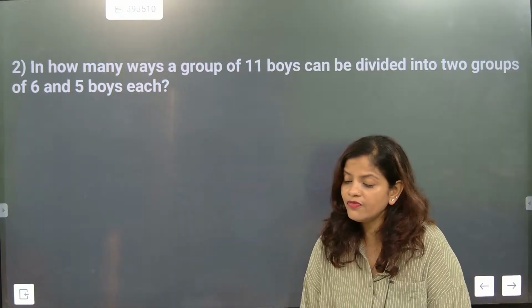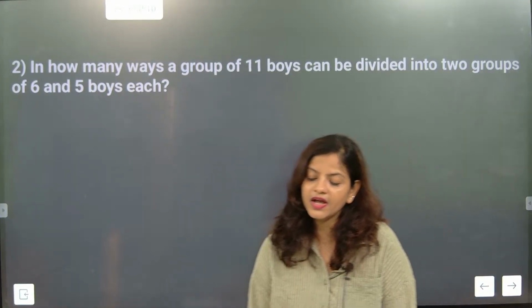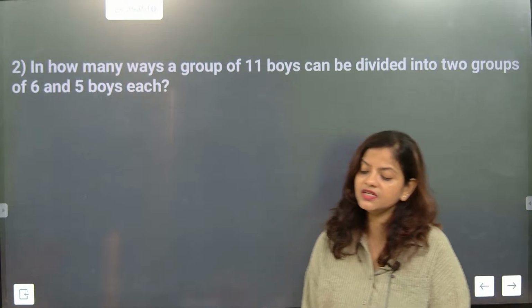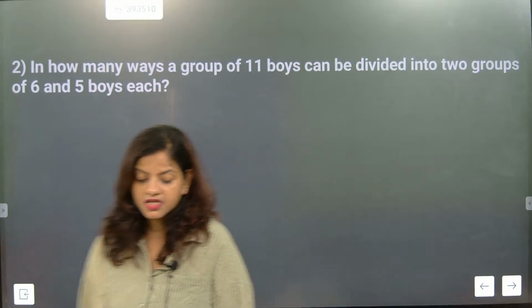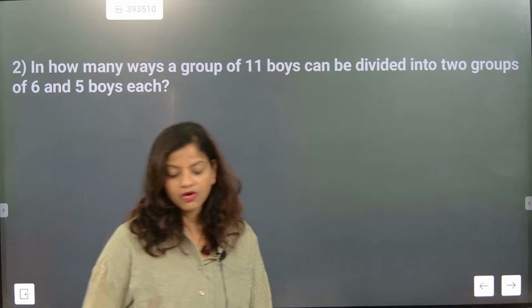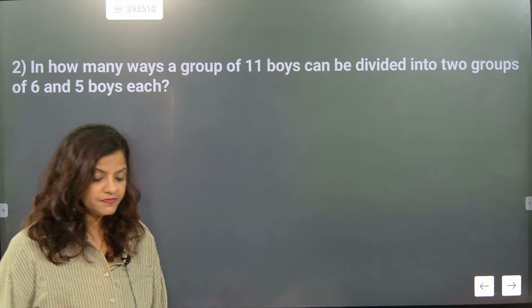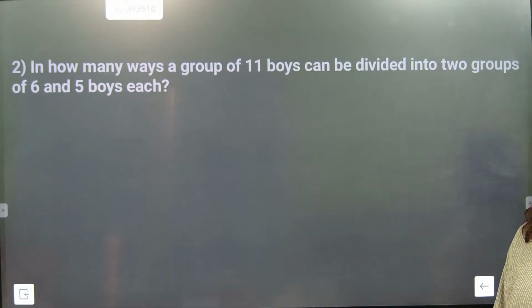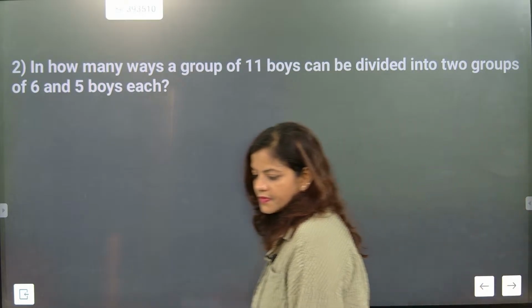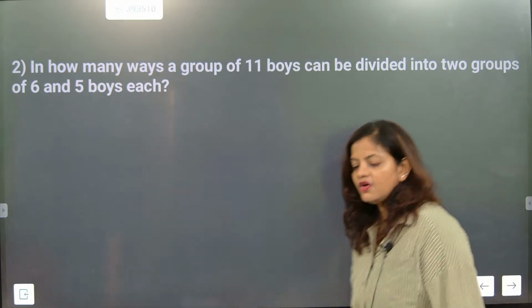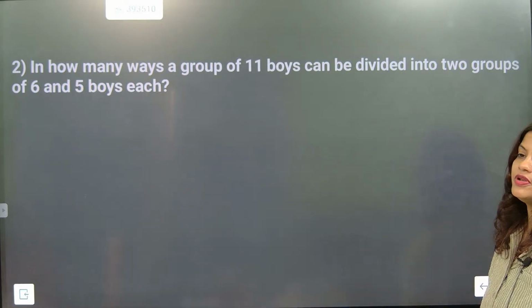In how many ways can a group of 11 boys be divided into two groups, 5 and 6? Is it a combination or a permutation? Tell me, all of you. Permutation or combination, beta? First answer this question. Absolute, Siddharth. Now you can solve it, beta. Nishika, permutation or combination?